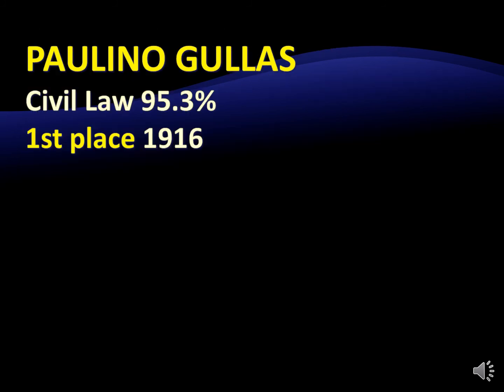This time we have the answer of Paulino Gullias. He obtained first place in 1916, and he got 95.3 in civil law. For those who do not know, Paulino Gullias was the brother of Vicente Gullias, the founder of the University of the Visayas. And by the way, he's Cebuano, and there are a lot of our top-notchers coming from Cebu since way back in the 1900s up to the present.